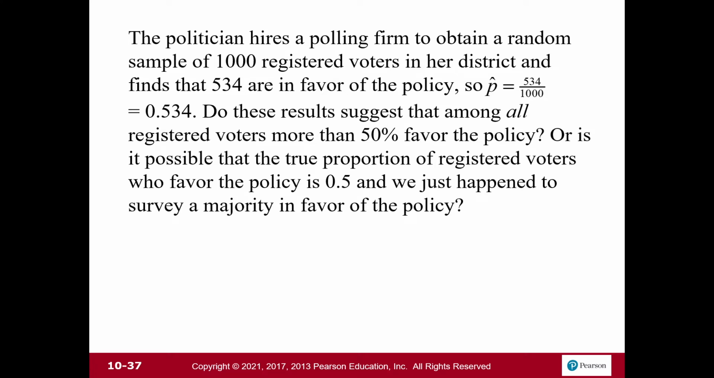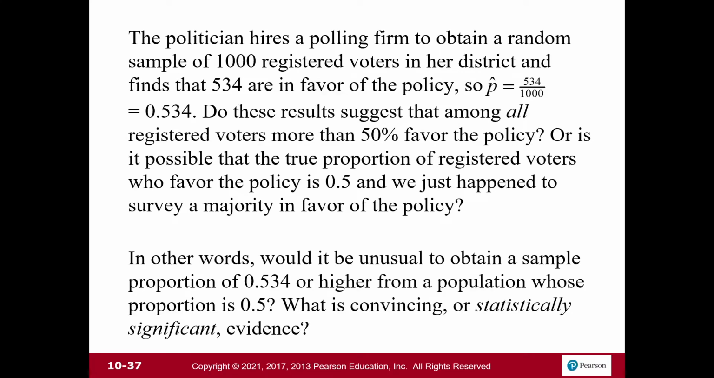Do these results suggest that among all registered voters, more than 50% favor the policy? Or is it possible that the true proportion of registered voters who favor the policy is 0.5, and we just happened to survey a majority in favor of the policy? In other words, would it be unusual to obtain a sample proportion of 0.534 or higher from a population whose proportion is 0.5? We really need to understand this.